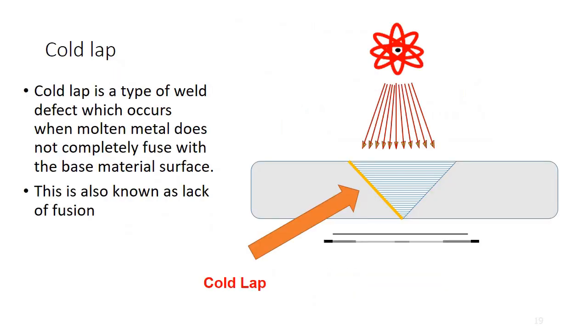Cold lap can occur when we use the gas metal arc welding short arc mode of transfer. Cold lap is a type of weld defect which occurs when molten metal does not completely fuse with the base material surface. This is also known as lack of fusion. So it won't show up on an X-ray a lot of the time, most of the time.